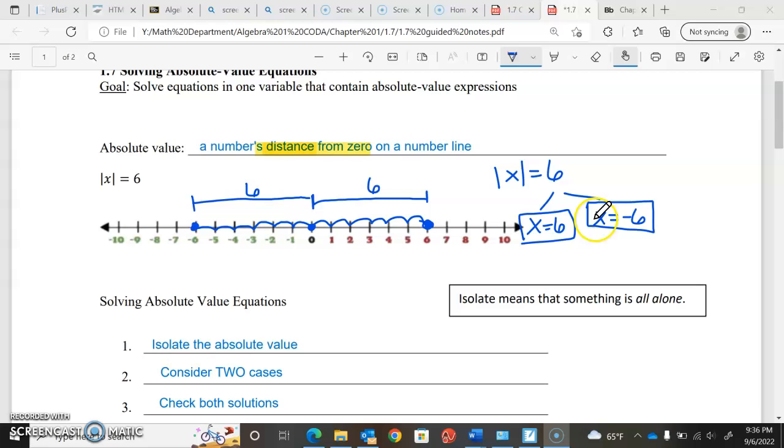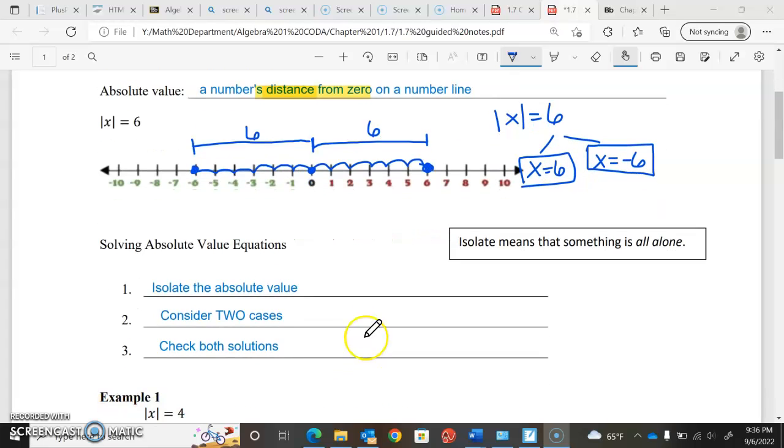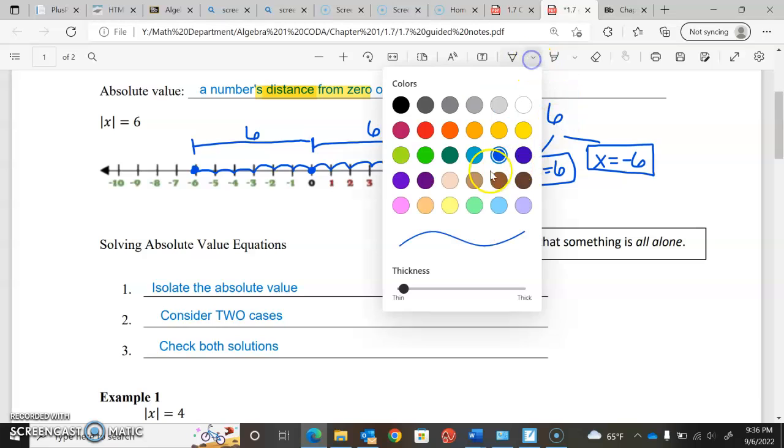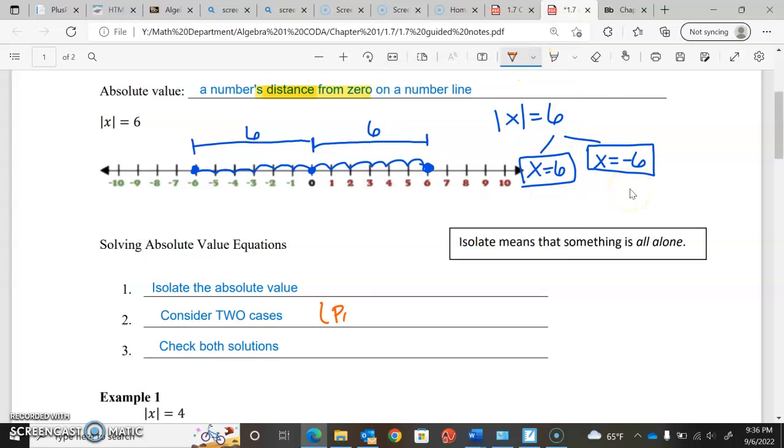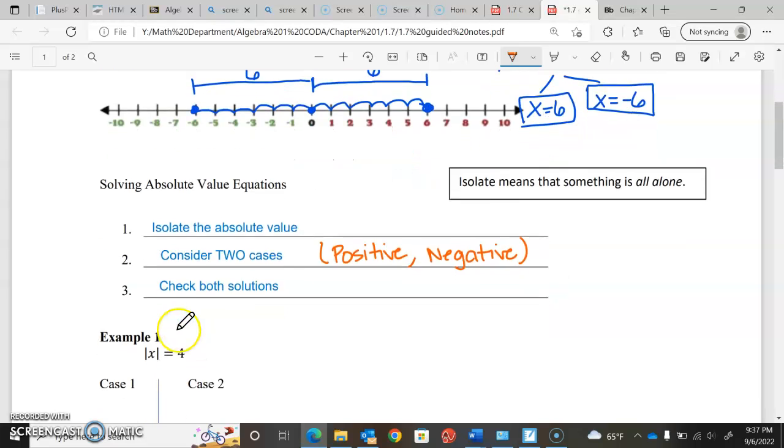Then you break it apart into the two cases. There's the positive case and the negative case. So I'm actually going to add that next to number 2. So consider your two cases, both your positive and negative. And then check both solutions. All right, so let's go through examples to see what this all means.